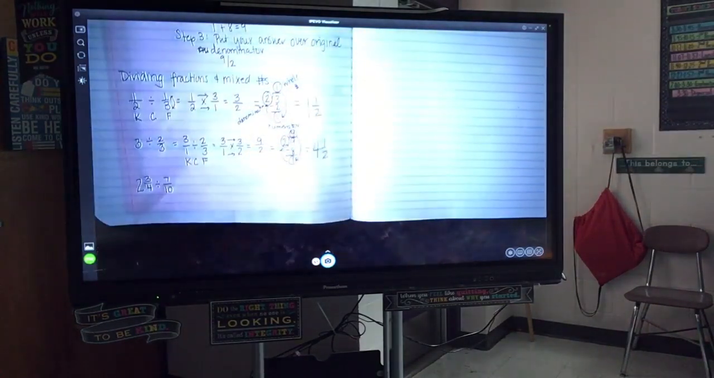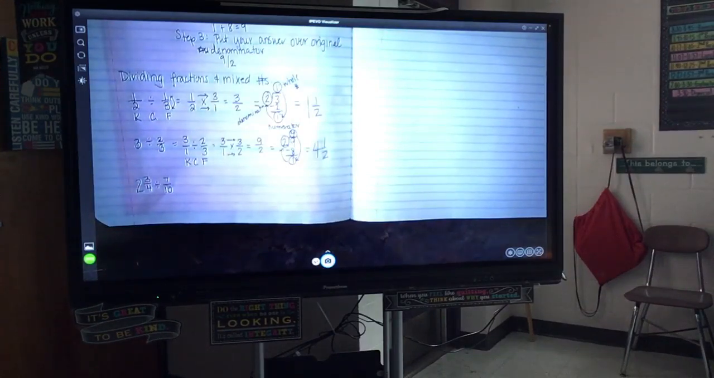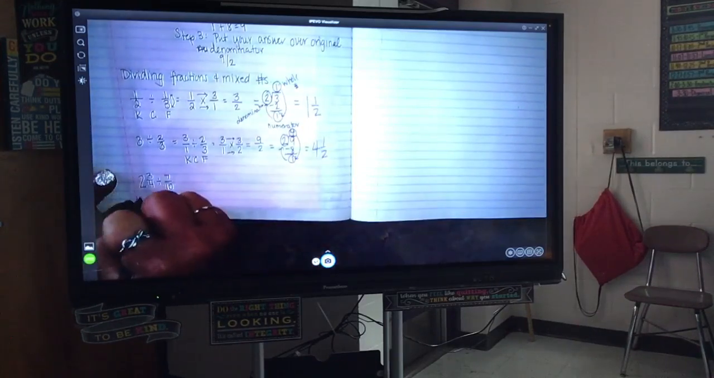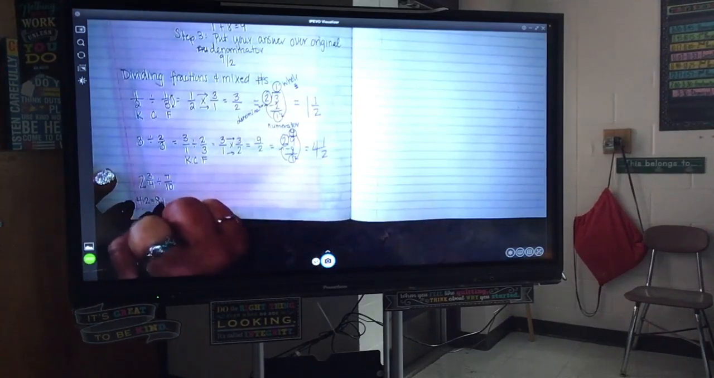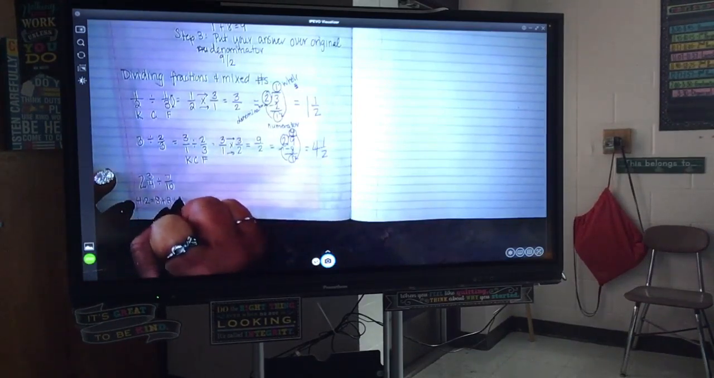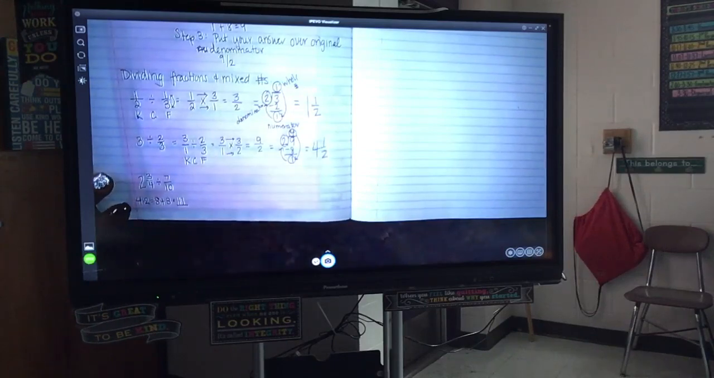Yep. All right, what do we do first? So we have 2 3/4 divided by 7/10. What do I have to do first? Kylie: You have to multiply your denominator and your whole number and then add your numerator. All right, so I'm going to do 4 times 2, which gives me 8, and then add 3, which is 11. 11, and then what's my original denominator?